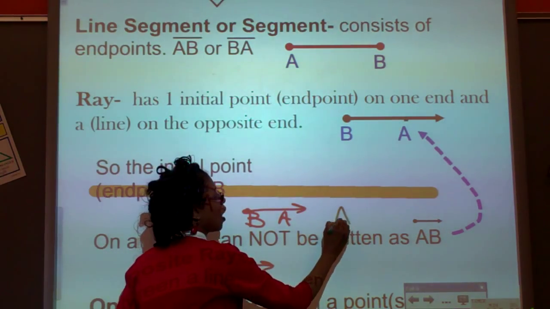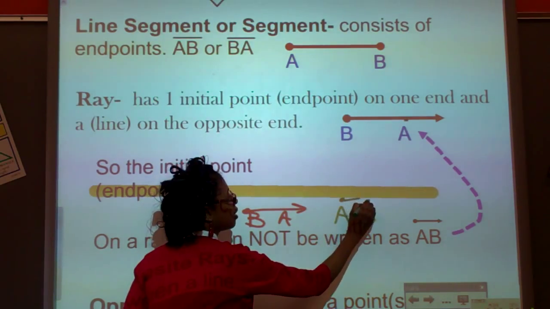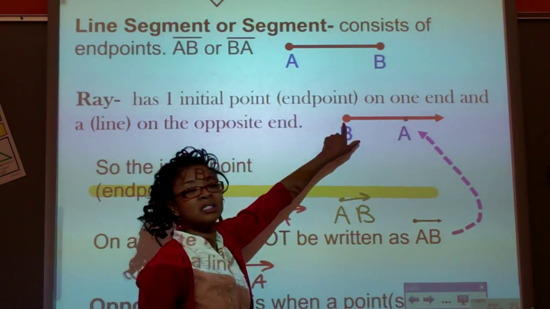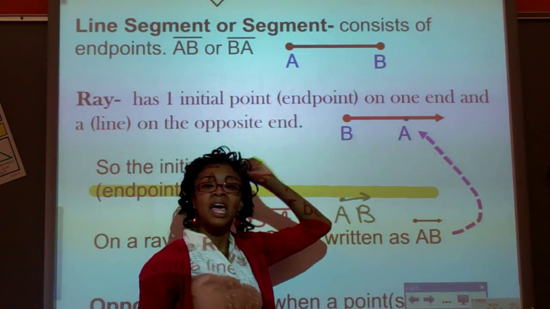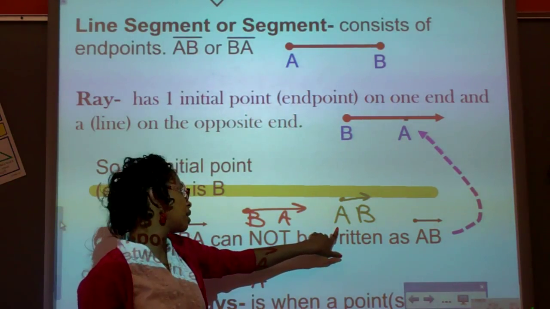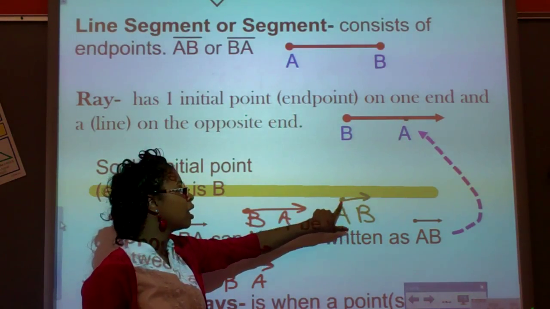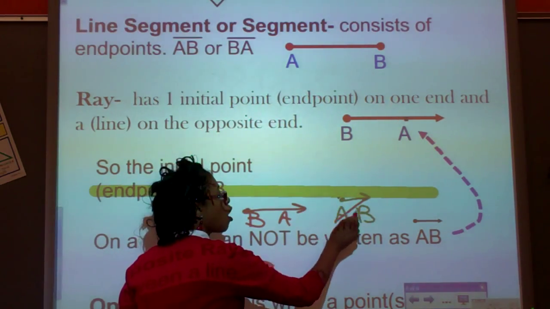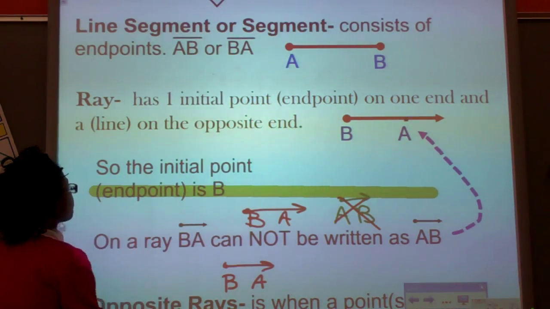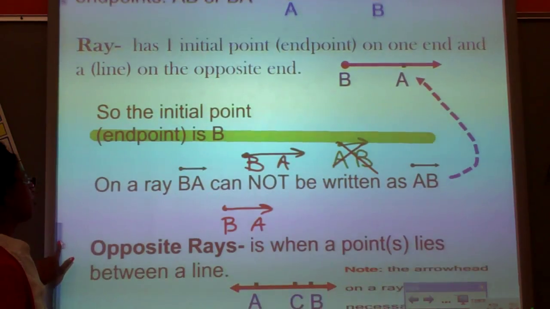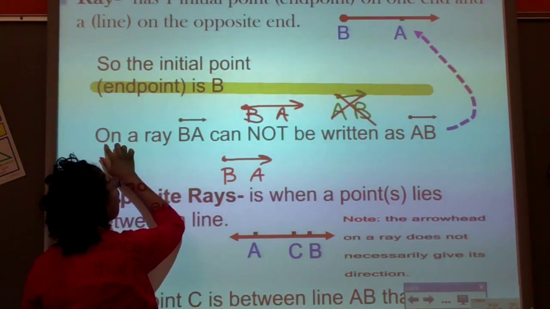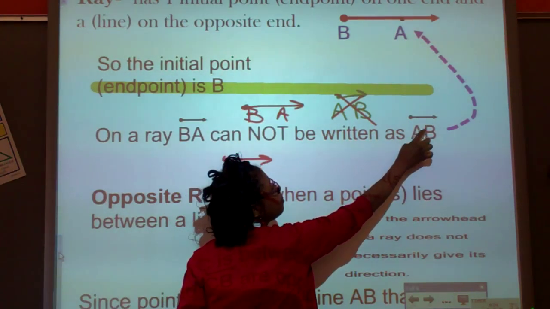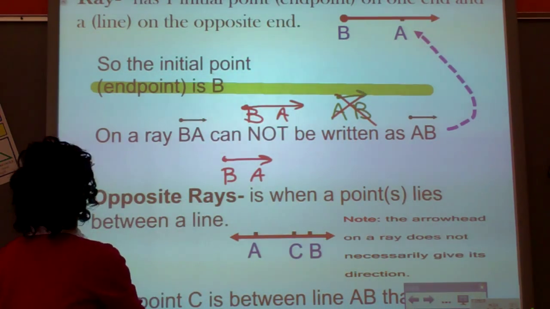I cannot write this as ray AB. This is wrong because A is not the initial point. It's not where you're starting. The portion A is the continuous portion. So I cannot write that as the initial or starting point. The order does matter on a ray. So this is wrong. You cannot do that. Okay? And again, it's written here. On a ray, we have ray BA. It cannot be written as AB with A as the initial point.